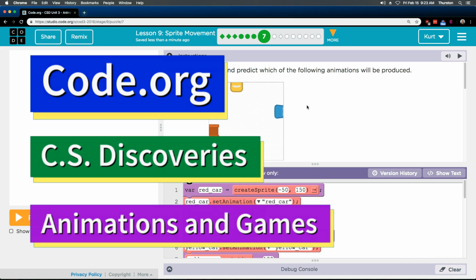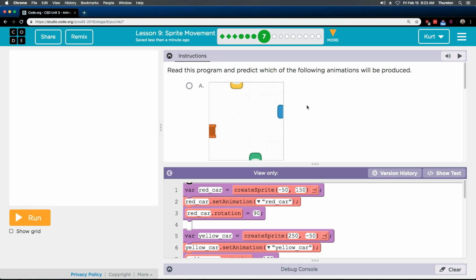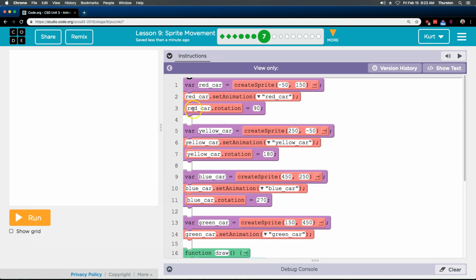This is code.org. Read this program and predict which of the following animations will be produced. All right. So it looks like red car, yellow car, blue car, green car. Okay, so this is just setting up their starting points, right?